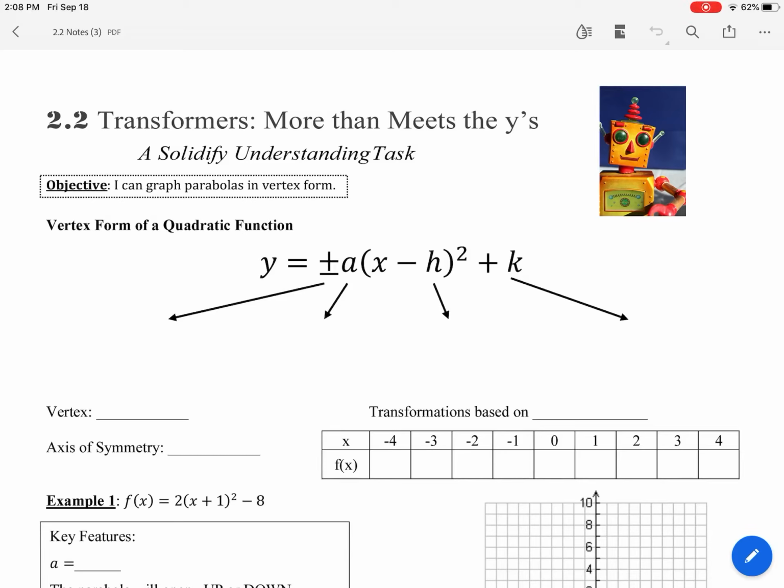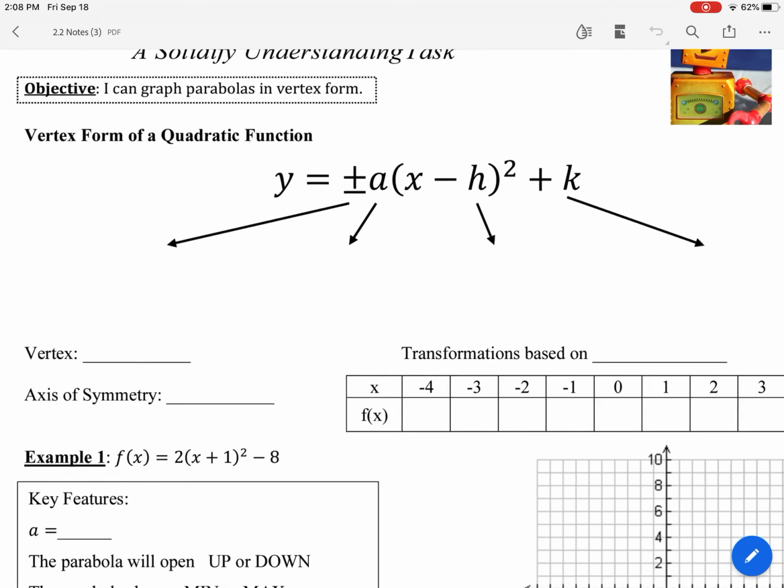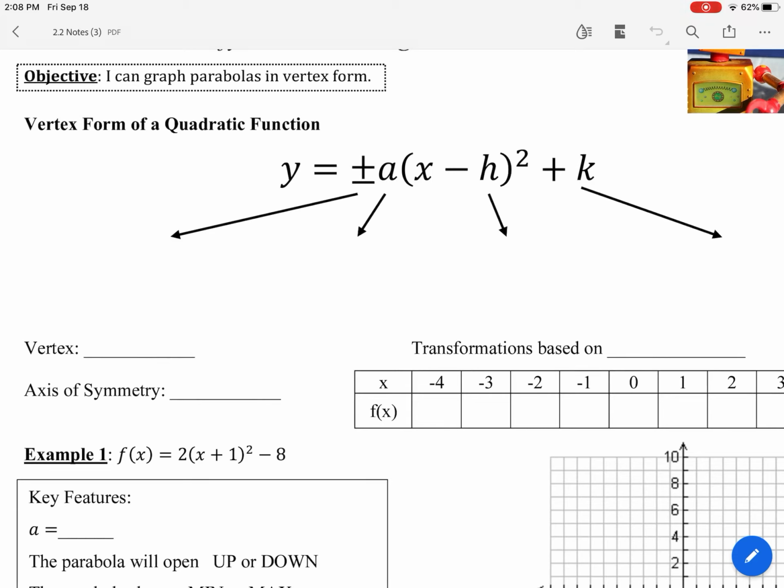So this time we're talking about 2.2, Transformers: More Than Meets the Y's. Our objective today is to be able to say, I can graph parabolas in vertex form. Vertex form is just a form of how to write a quadratic equation or a quadratic function. So this equation that you see right here in the middle, that is vertex form.